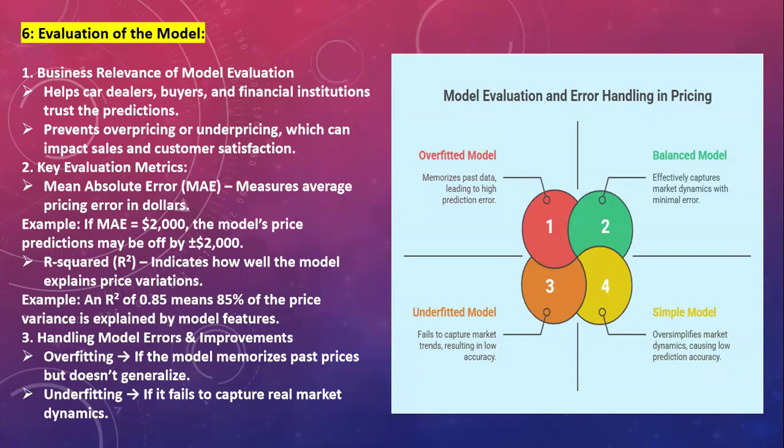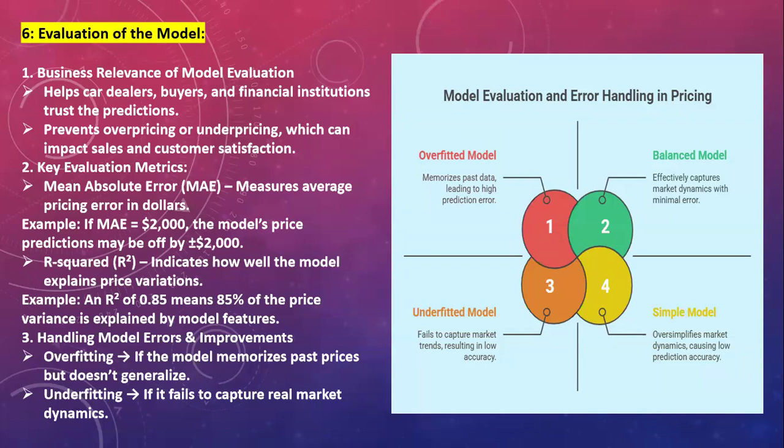Then there are some key evaluation metrics we need to consider while evaluating the model, like mean absolute error. This measures the average price error in dollars or any currency. For example, if the mean absolute error is equal to 2000, then the model's price prediction may be off by up to 2000.